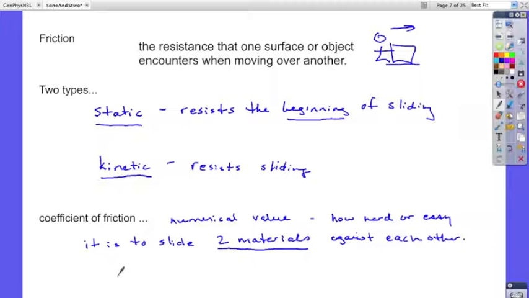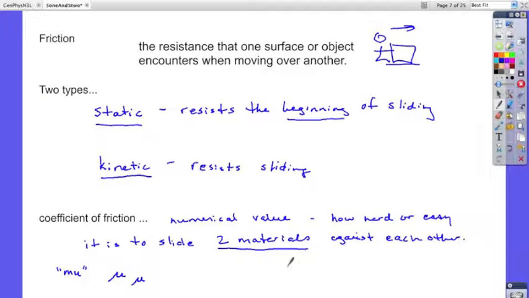The symbol for coefficient of friction is the Greek letter mu. That's how it's pronounced. And the way it's written is like this. It has a little tail on the front, and it looks kind of like a cursive U. Do not say it's U. It's not U. It's mu. It's the Greek letter mu. And this is the symbol that's used for the coefficient of friction.